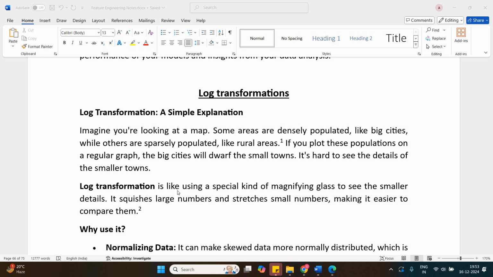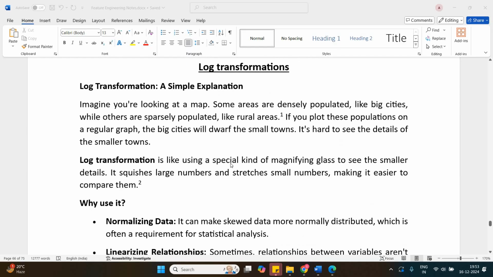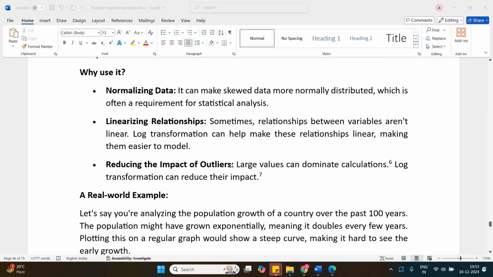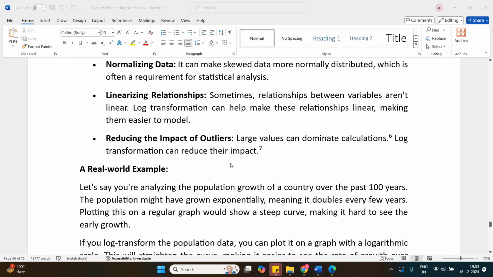Hello friends, so in the previous video we saw something about the log transformation, what logs are and why we use them. If you have not seen that video, just refer to it, and in this video we are going to see a real world example.